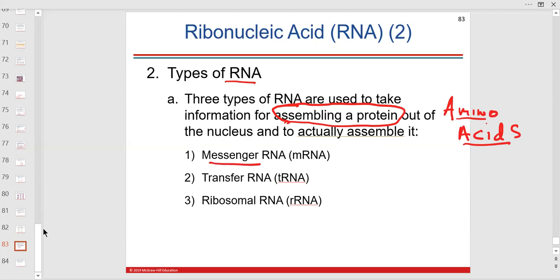Messenger RNA is the RNA that's going to be in the nucleus that's going to copy the DNA. It's like a copy of the strand of DNA. And messenger RNA is going to leave the nucleus of the cell and go out to the cytoplasm, which you're going to learn about soon. So this is really the traveling copy. That's why it's called messenger, like a messenger guy or gal.